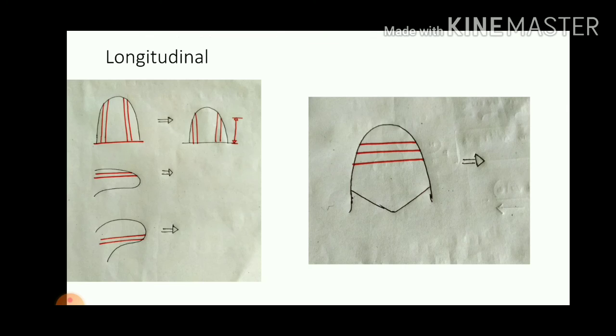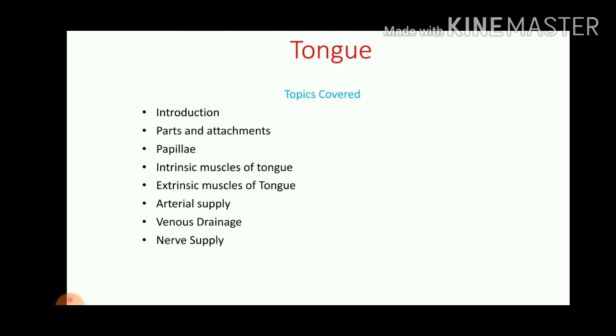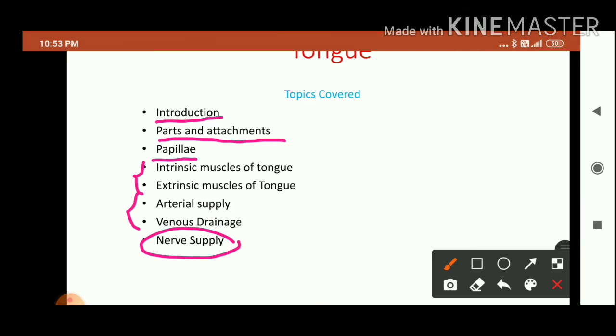Let us have a brief review of what we have learned in this session. We have learned about the introduction, the parts and attachments, the papillae, then the intrinsic and extrinsic muscles with action, then the arterial supply and venous drainage. The nerve supply I will deal with in my next video. Thank you very much.